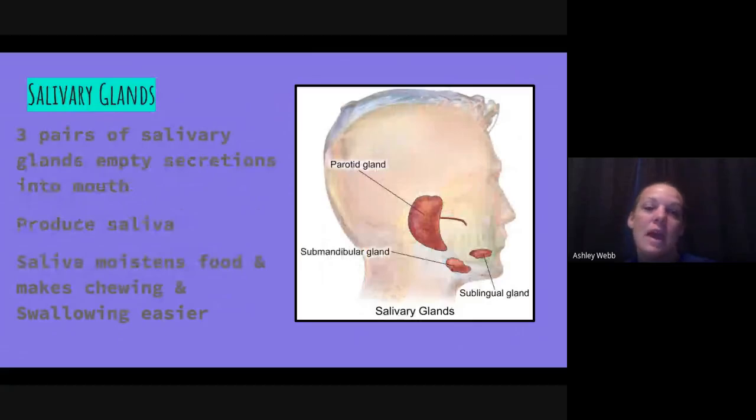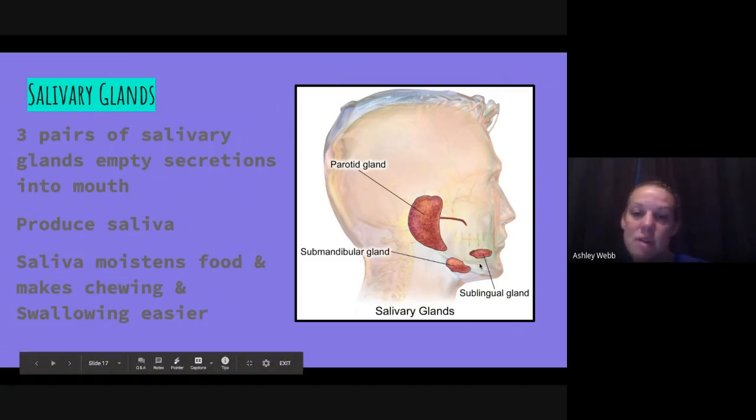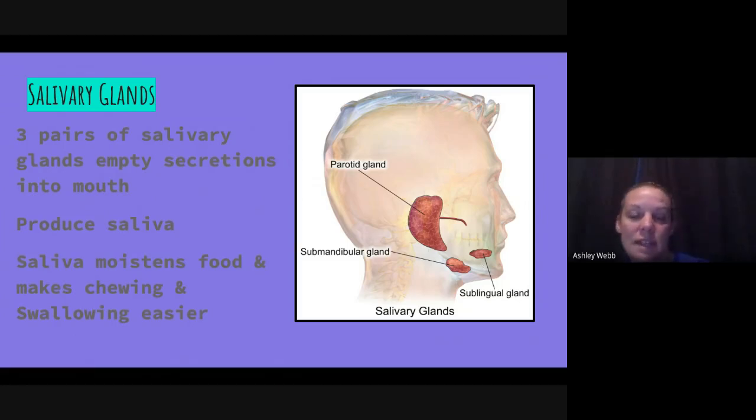Salivary glands. We have 3 pairs of salivary glands, and those glands empty different secretions into the mouth to help break down the food even more. We're not going to be responsible for knowing the different types with our crazy schedule, but they all produce saliva, and that saliva moistens the food and makes chewing and swallowing it a lot easier.